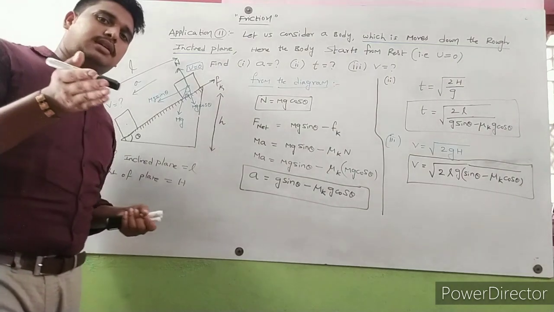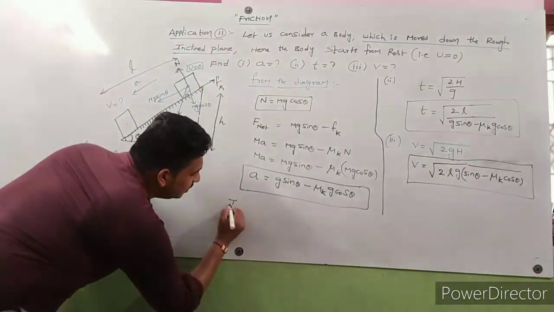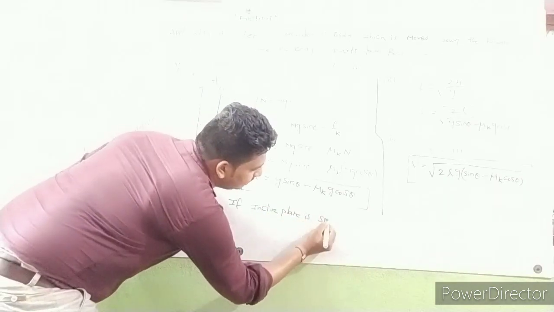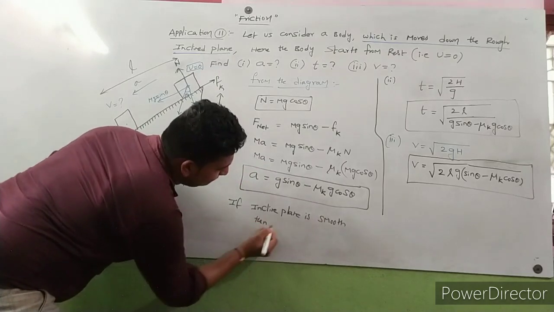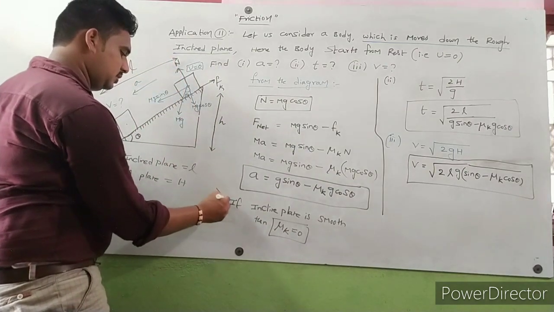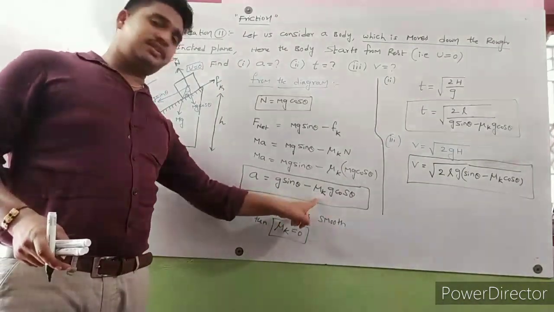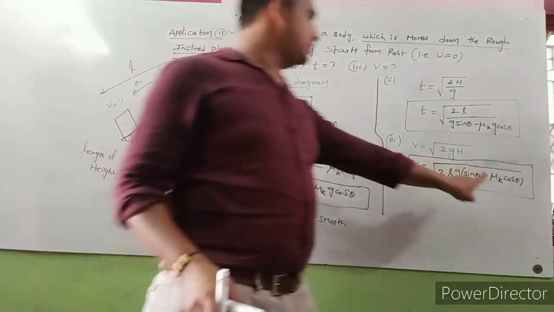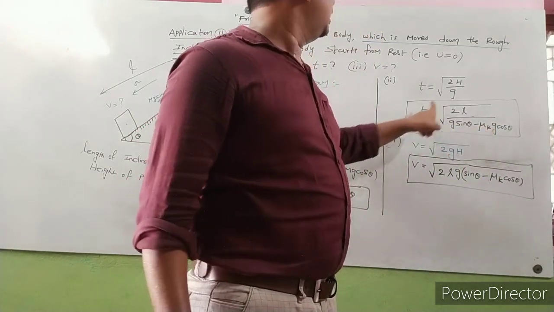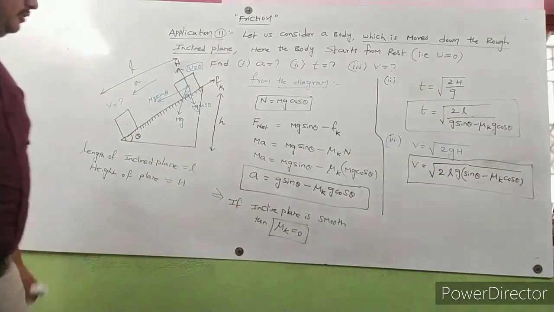If the inclined plane is smooth, then mu k is equal to 0. Then the acceleration is a equal to g sin theta. Substituting mu k equal to 0, we get v equal to square root of 2 L g sin theta, and t equal to square root of 2L by g sin theta. So we got all values for t, v and a.